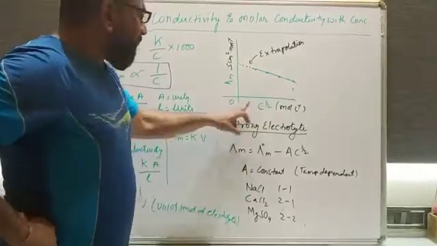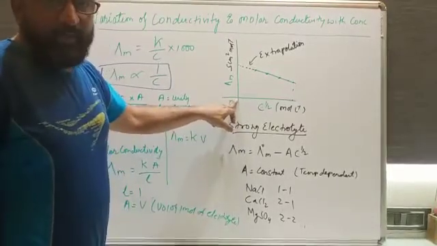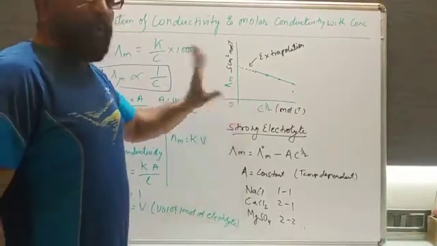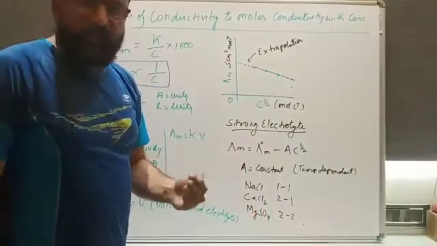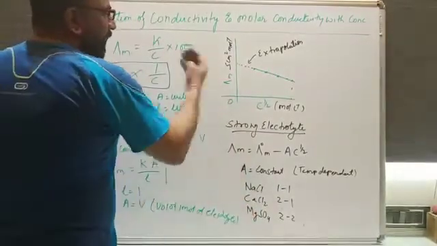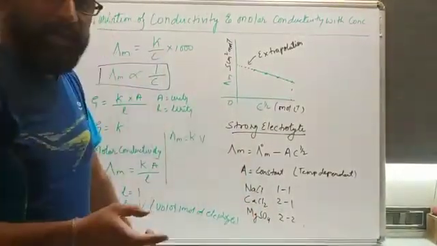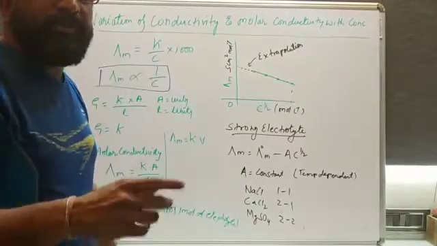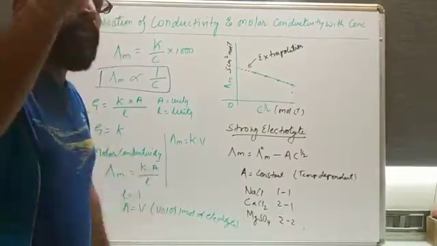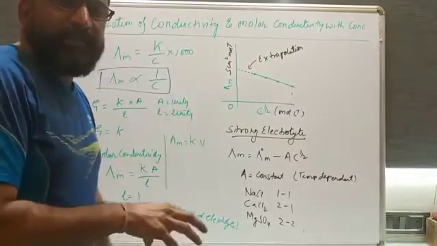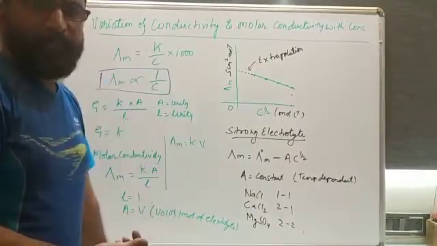That means the concentration will be zero here. Is it fine? At this point, what will be the molar conductivity? That has to be calculated. So for calculation of the molar conductivity when the concentration reaches zero, when will the concentration be zero? When more and more solvent is present. That means infinite dilution, we can say.